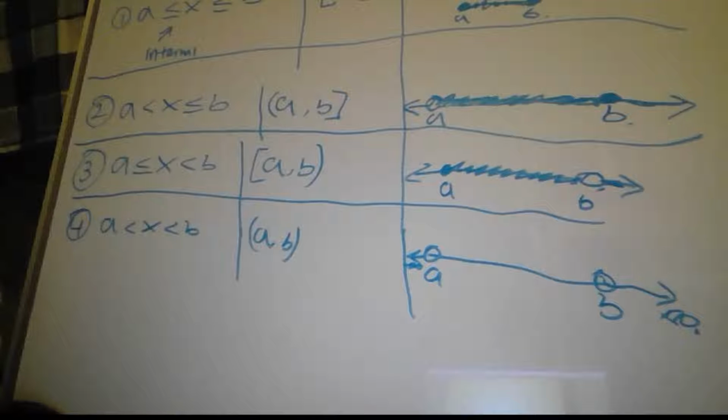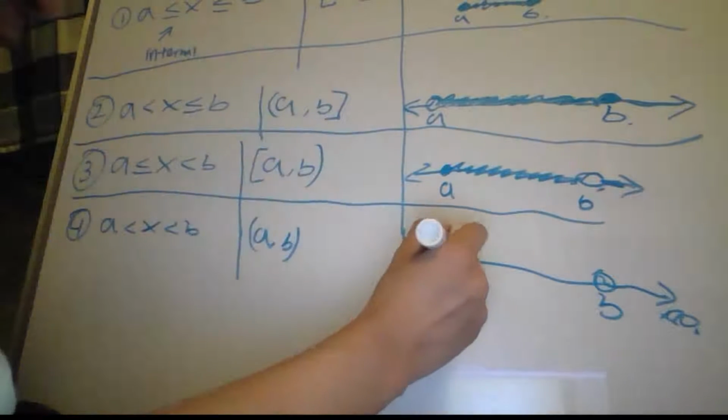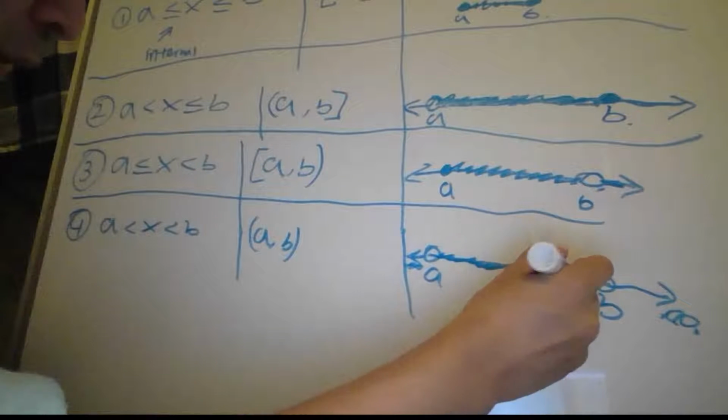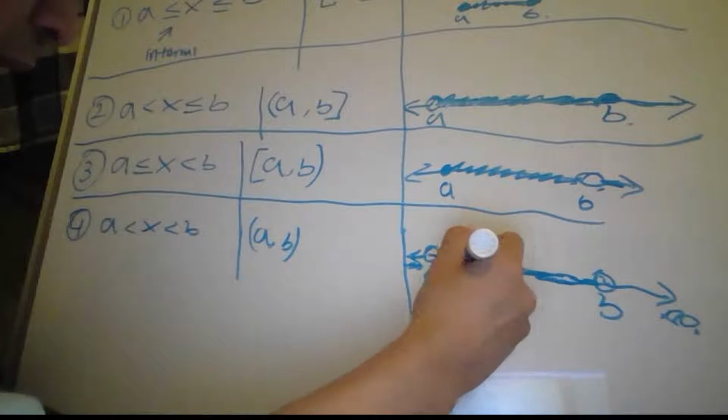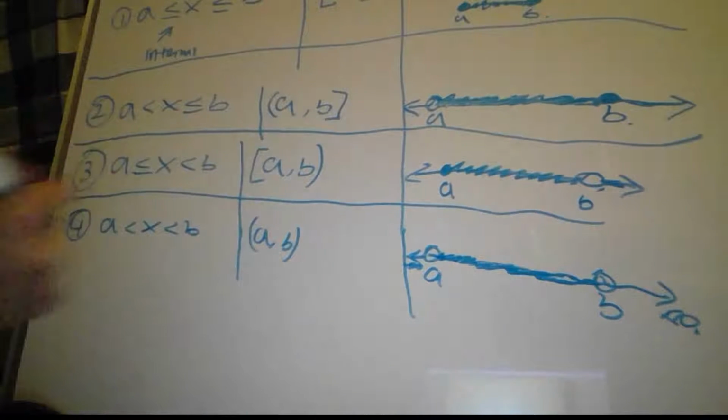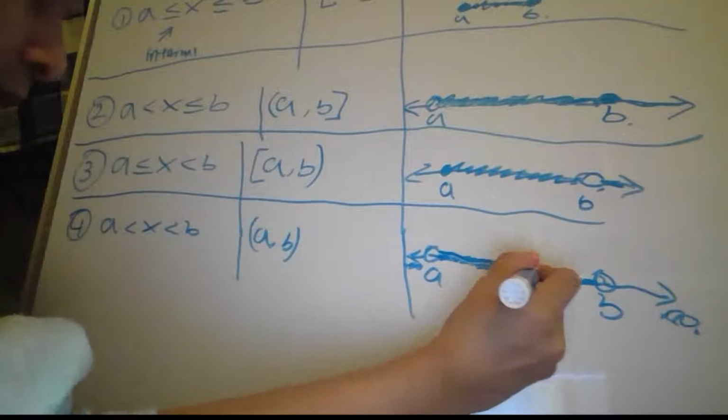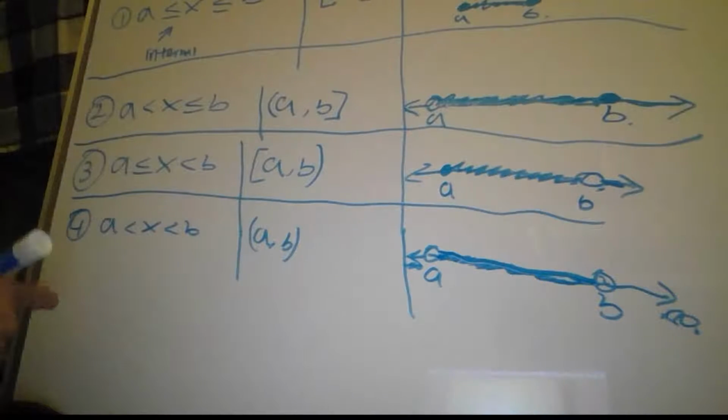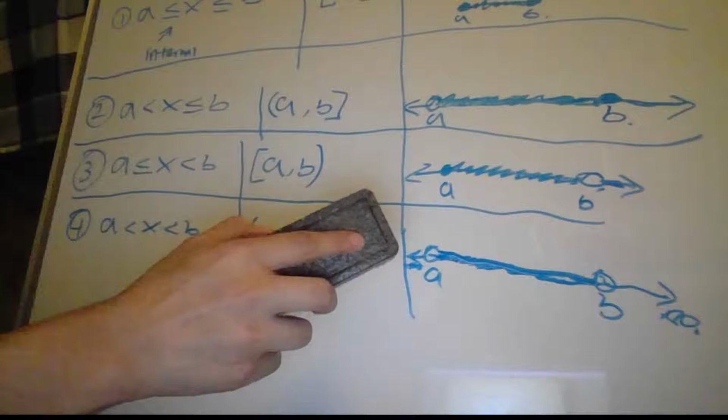I think those are the four kinds. Yes, those are the four kinds. And you would shade in the middle, right? You would shade between A and B, so basically this entire part is shaded, right? So those are the four kinds of intervals that we learn in college algebra.